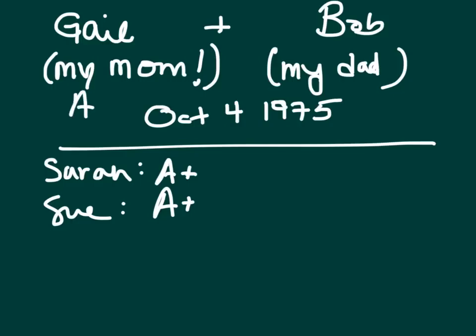My mother, Gail, is A positive. And then you have me, who was born 2 years later, who is A positive. Bob. Oh, Bob. You would think the Red Cross would love Bob. He's type O.